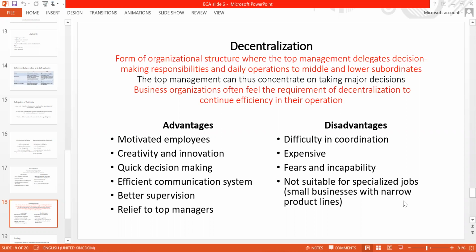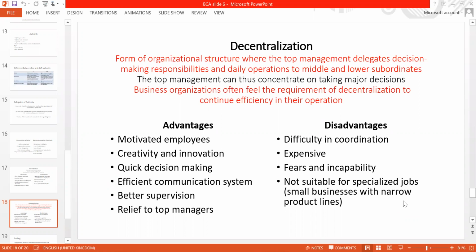Another advantage of decentralization is creativity and innovation. If you delegate authority downwards, then they can do their analysis and take the decisions. That is where the creativity and innovation will come up. But if you are not given any authority, then you will not use your creativity at all, because you are only implementing the decision made by the top level. Then there is no question of creativity and innovation coming from the people who work at the lower level.